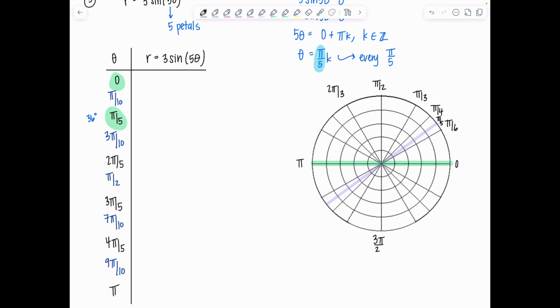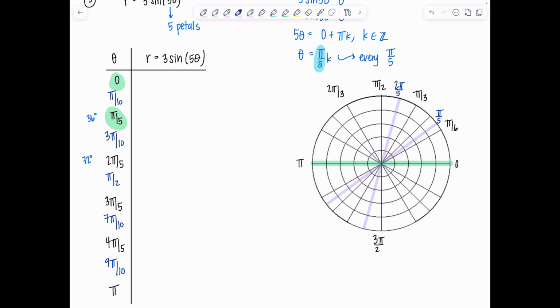And then 2 pi over 5. That would be about 72 degrees. So where would that be? Maybe like here-ish. Okay, 2 pi over 5. Let me do it in a different color so you can see it. And let me put, this is pi over 5 here so you can really see.